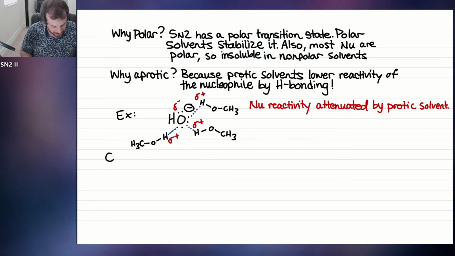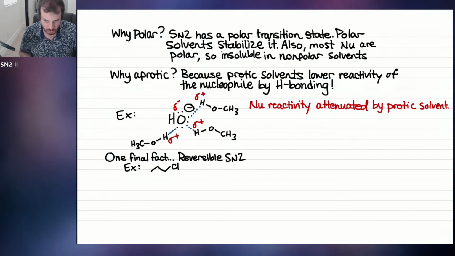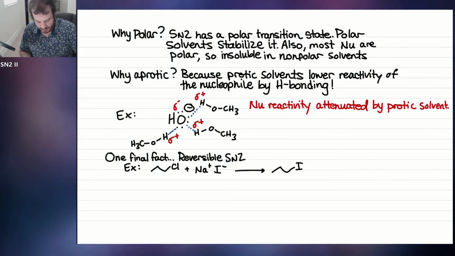And I just want to give you one final miscellaneous fact about Sn2. And let me show you a reversible Sn2 reaction. Let's say we took this propyl chloride and we reacted it with sodium iodide. That's going to replace the chlorine with an iodine, and we'll have a byproduct of sodium chloride.